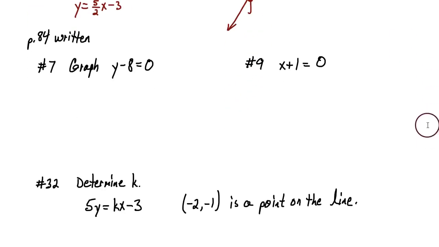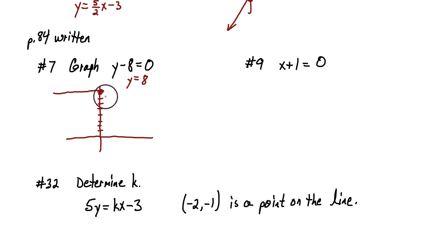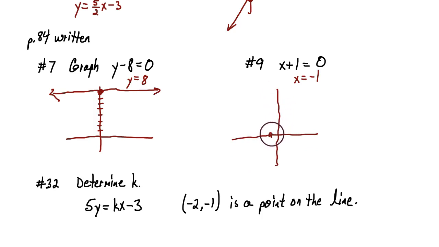Now page 84. Graph y minus 8 equals 0. Let's solve that for y. And then graph that special case equation. It crosses the y-axis at 8. And it is a horizontal line. Now number 9, let's solve this for x and graph this special case equation. It crosses the x-axis at -1, and it's a vertical line.